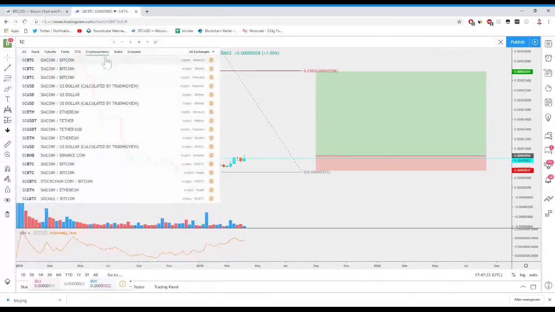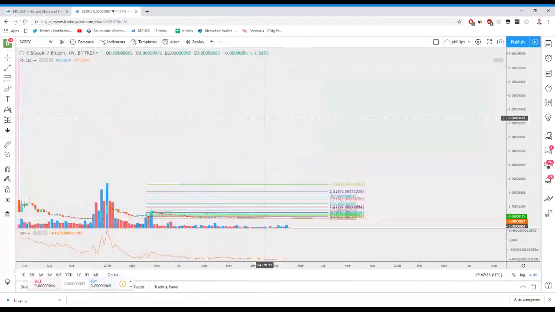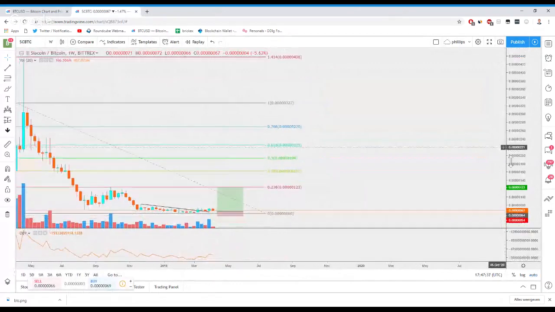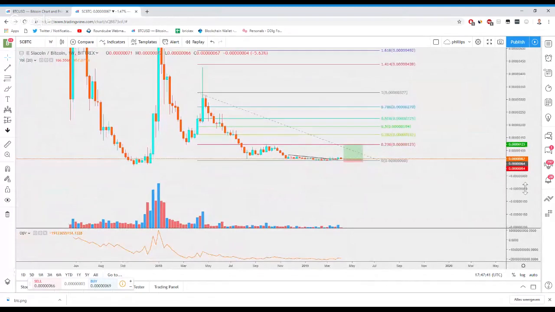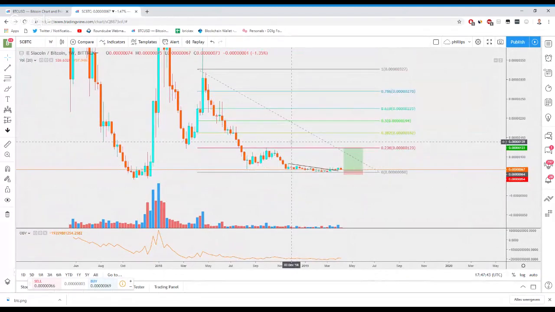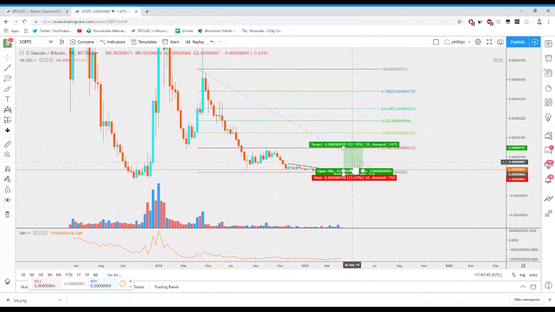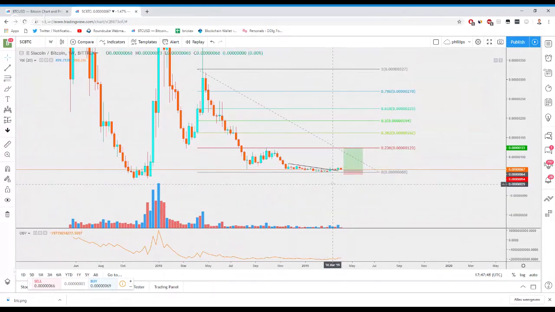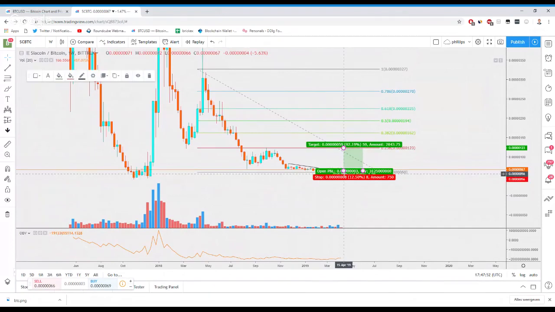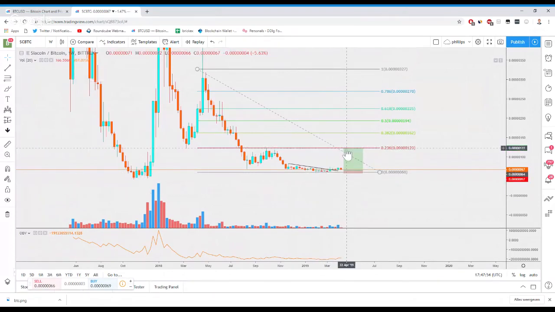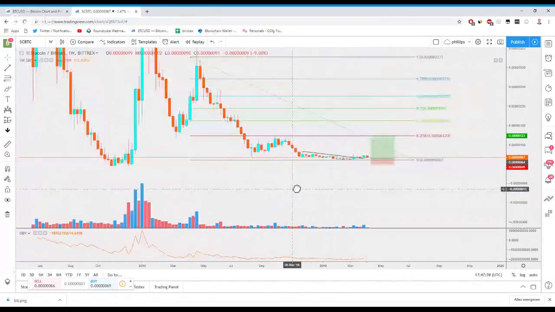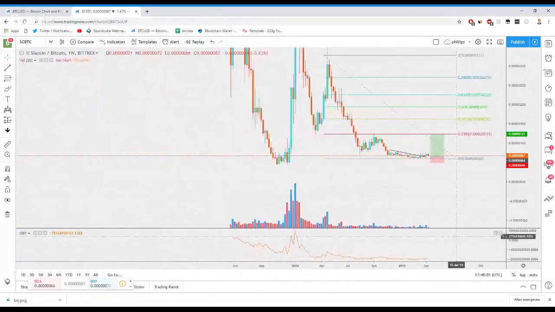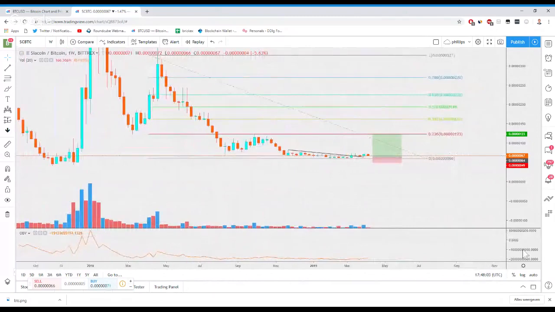Sia coin. Always interesting. I have actually drawn this out recently and it's the same story. This is a very good risk reward ratio of 6 with a stop loss just below the bottom that we've set in here. And if you put your target at the first fib right there, this would make for a very good position.